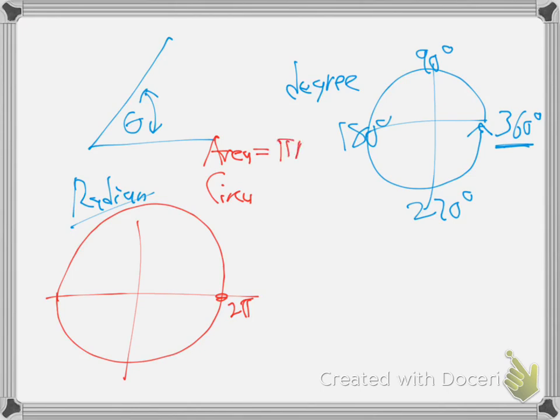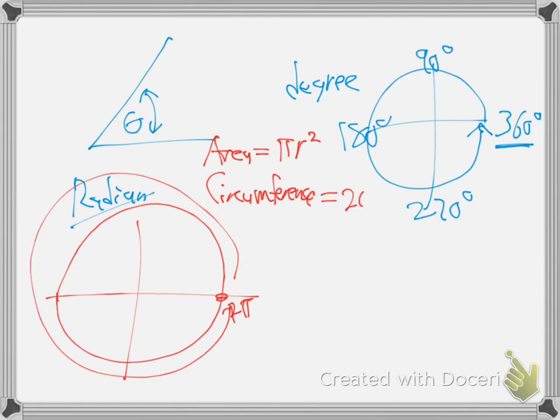Pi r squared is area. What's the circumference of the circle? How far around the outer edge? 2 pi r. It's the same 3 pieces. You just put the 2 in the front. Do you remember that formula?